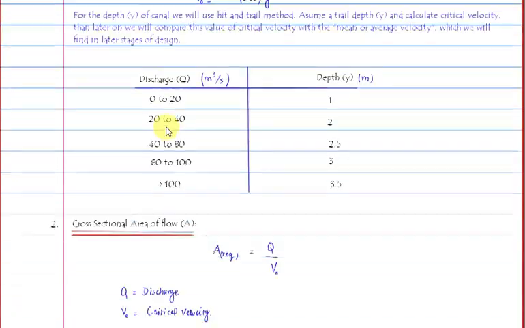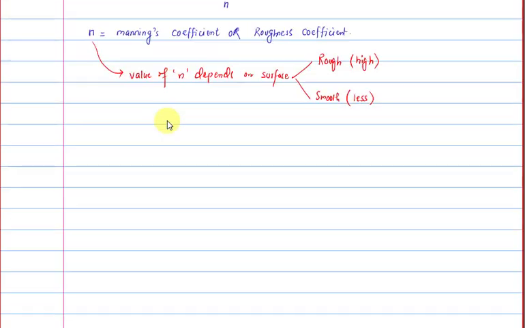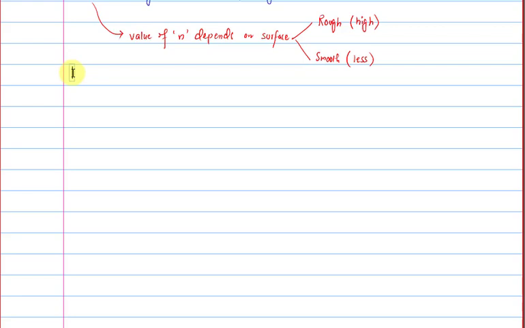And we have some limitations of Kennedy's theory. These are the design steps you need to follow. Now at the end of the lecture, let's write down the limitations of Kennedy's theory. Okay, limitations of Kennedy's theory. I'll give you these notes in the form of PDF after the completion of our course.